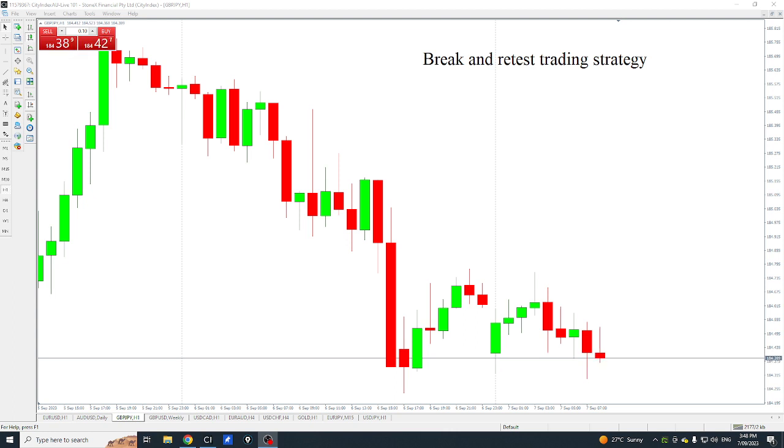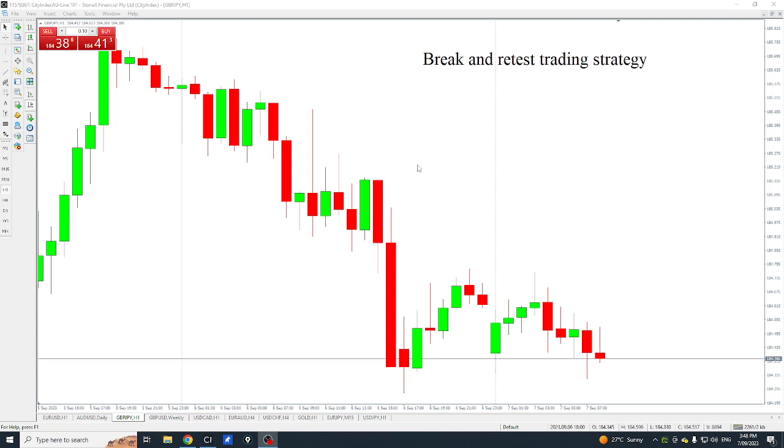You can use this strategy on any kind of instrument, currency, stocks, or crypto, anything you trade. So this is GBP JPY on the 1 hour chart. You can trade on the 4 hour or higher time frames as well. I wouldn't recommend trading less than the 1 hour time frame, because if you are serious about money, you should be trading on a higher time frame.